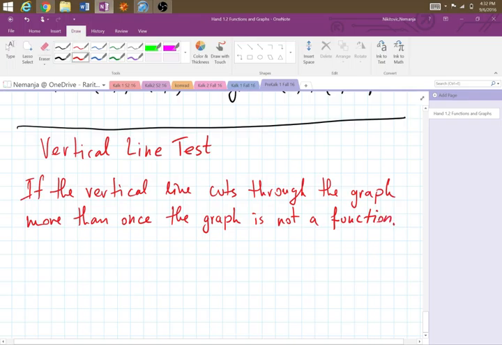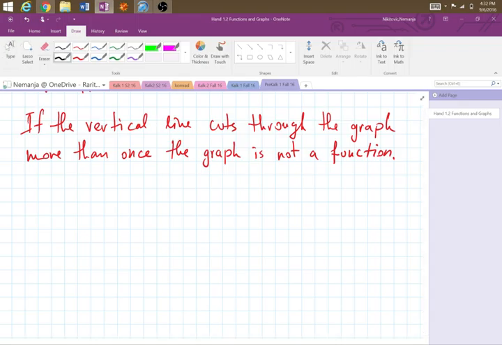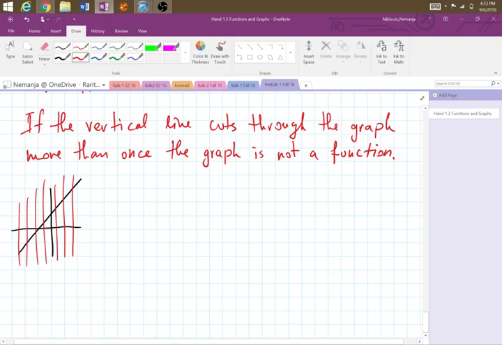If the vertical line cuts through the graph more than once, the graph is not a function. So we're going to take a look at a linear line. This is a random linear line. Here are my vertical lines. And as you can see, every time I cut through the graph, it cuts exactly once.